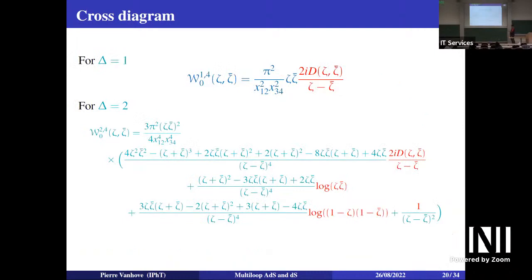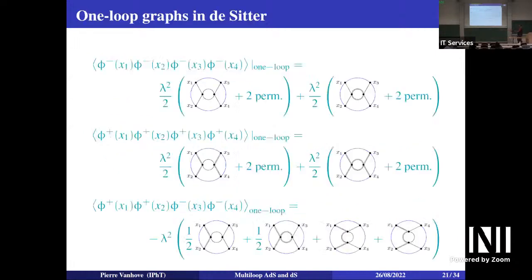So for delta equal 1, you get this. For delta equal 2, you get a weight 2 single valued polylog. This is the D logarithm. This is the log of zeta zeta bar, so this is the log of the first cross ratio, and this is the second cross ratio, and you see the coefficients are there. It seems that you could have poles, but actually there are zeros. So this thing always vanishes, to the right order, so that this function is regular on the real slice. So now we go to one loop.